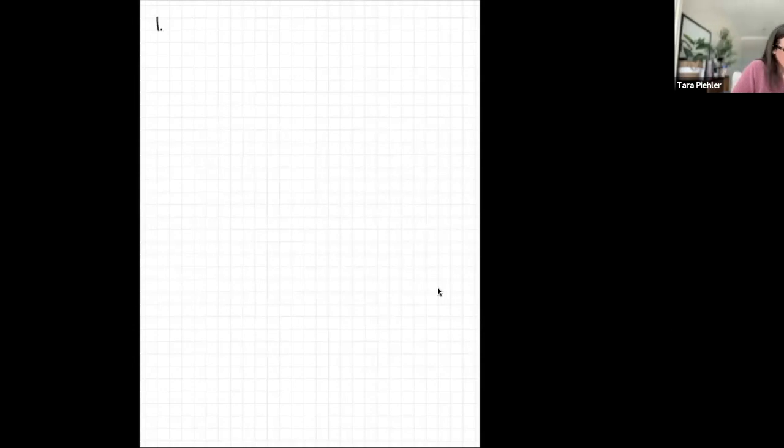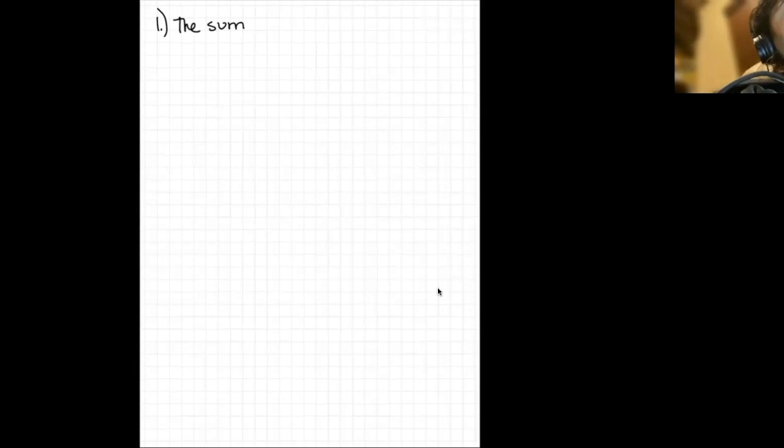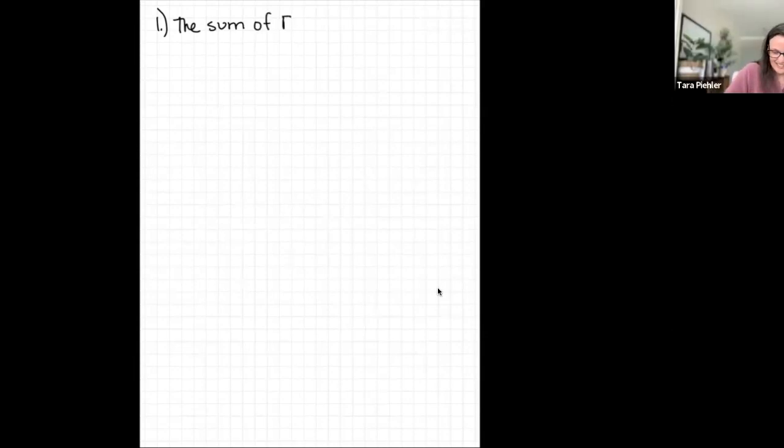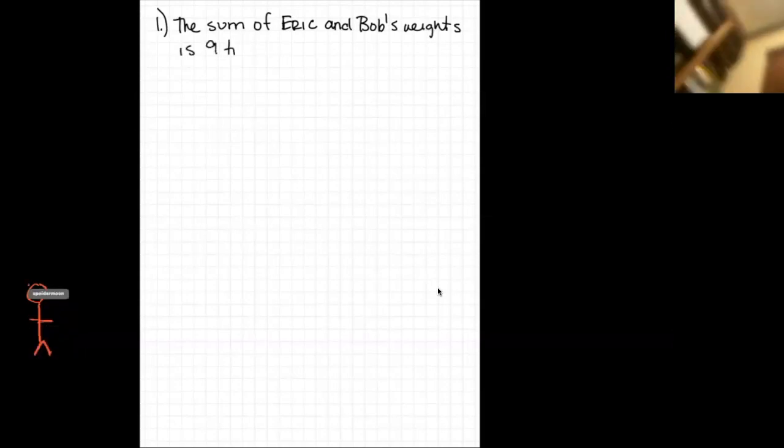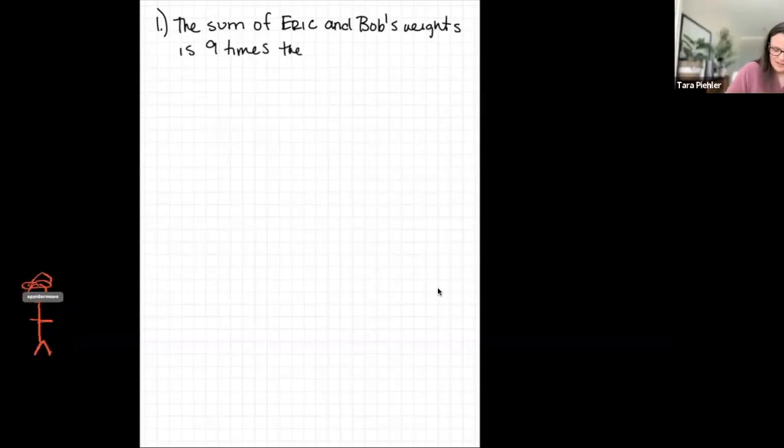I'll write it first. Okay. So the sum, we're talking about Eric and Bob. We've got to give them better names. Sum of Eric and Bob's weights, their body weight, is 9 times the difference. And what does that mean?